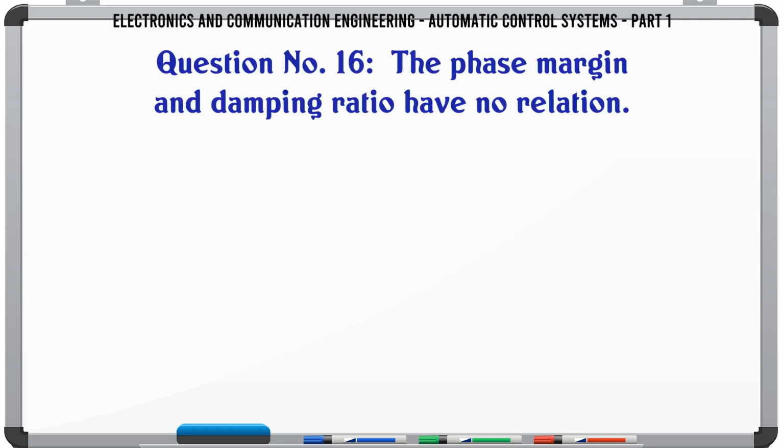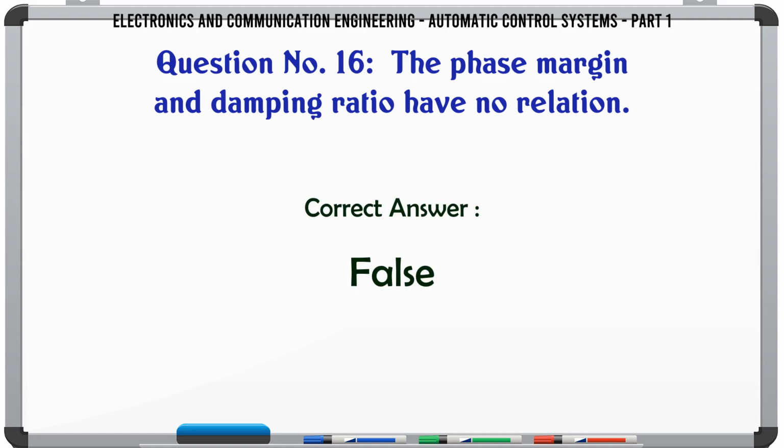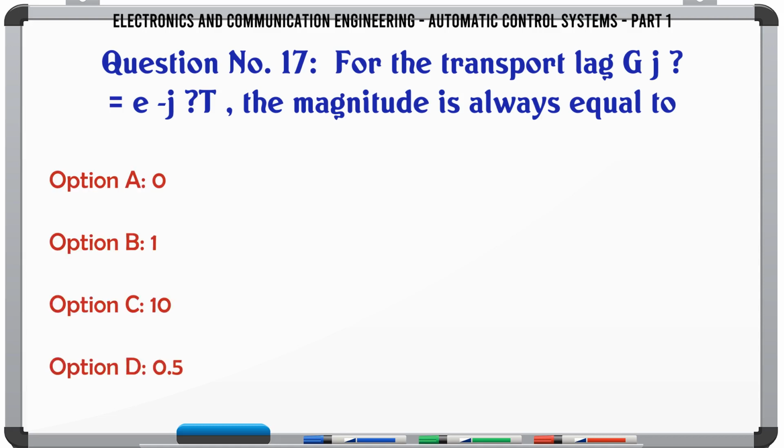The phase margin and damping ratio have no relation. A. True. B. False. The correct answer is false. For the transport lag G(jω) = e^(-jωT), the magnitude is always equal to A. 0, B. 1, C. 10, D. 0.5.